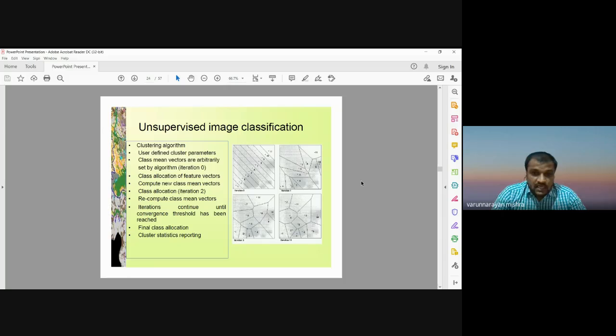Unsupervised image classification has several steps: the clustering algorithm, then the user defines the cluster parameters, then class mean vectors are arbitrarily set by the algorithm, then we set the class allocation of feature vectors, then class allocation for iteration and recomputing the class mean vectors. Iteration continues until the convergence threshold has been reached, and final class allocation can be done and cluster statistics reporting can be performed. So these are the steps involved in unsupervised image classification.